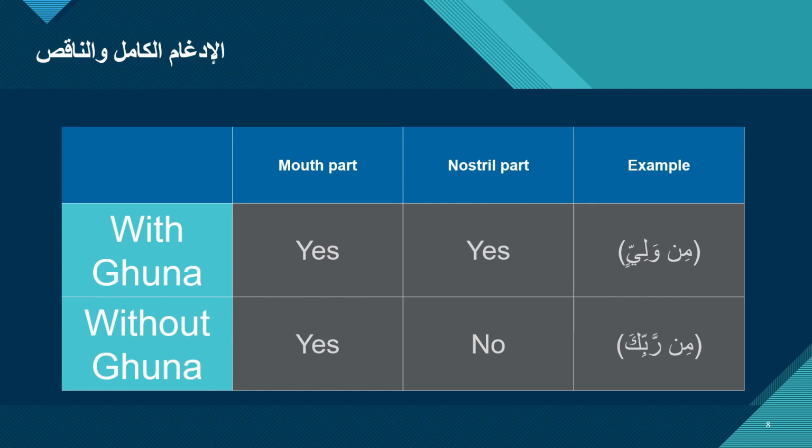But as the case with من لدنا or من ربك, there's no غنة there. The noon is مدغمة, and the traces of the noon, which is the غنة, is gone. So this is complete إدغام. All the traces of the noon are gone. It's like it's not there. So this is called complete إدغام.